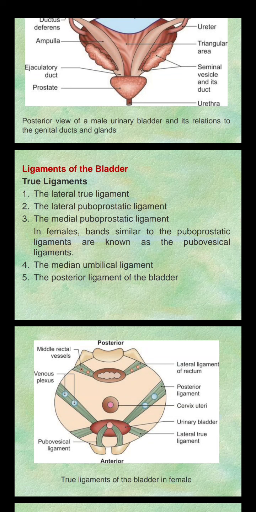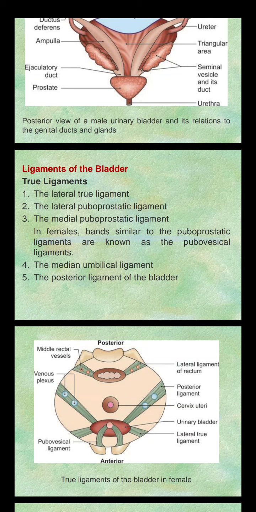And the next is the lateral puboprostatic ligament. In the females, the puboprostatic ligament is replaced by the pubovesical ligament, as I told you before. The puboprostatic ligament extends from the anterior end of the tendinous arch of the pelvic fascia to the upper part of the prostatic sheath. You can see it extends from the tendinous arch and goes into the prostatic sheath.